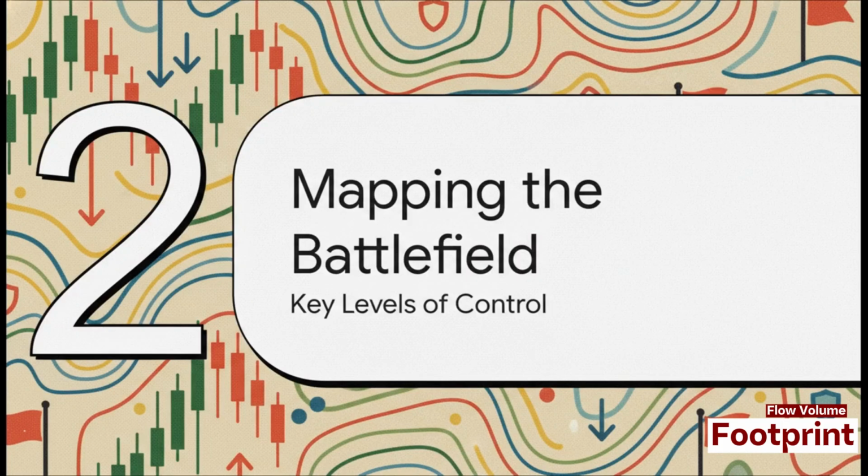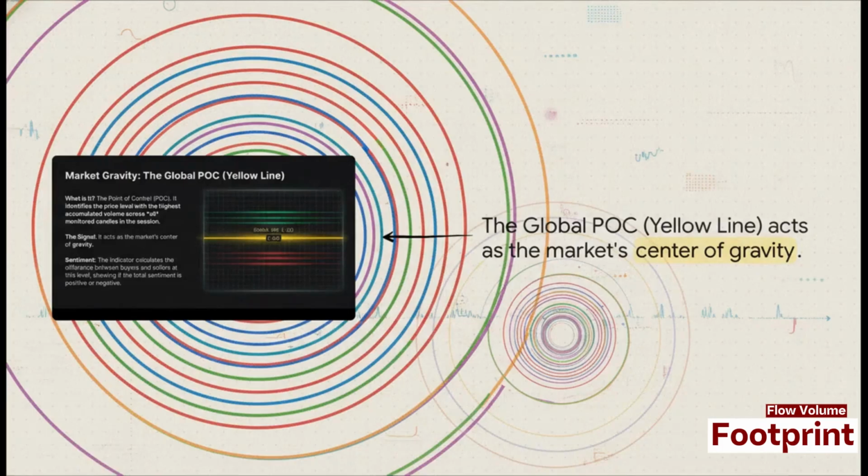Okay, so that's a single candle. Pretty cool, right? But one candle is just one soldier. How do we use this to see the whole war? We need to map out the entire battlefield, and we do that by finding the key levels of control. So the most important landmark on our entire map is this yellow line. This is the Global Point of Control, or POC for short. What is it? It's the single price level where the most volume, the most business has been done for the entire session.